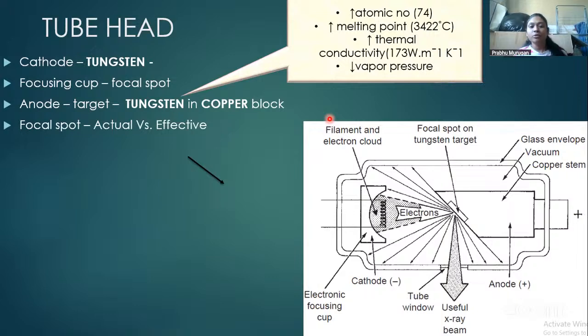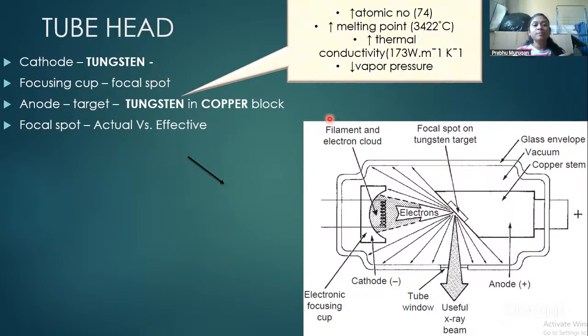Apart from that, we need to know something called the focal spot. This focal spot also, I think, will come in your MCQs. There are two focal spots, remember, okay? One is the actual focal spot, second is the effective focal spot. The reason we have two is, the actual focal spot measures 1 into 3 millimeters, okay? So where the electrons are going to converge and hit on the anode target is called the focal spot, like I already told you.